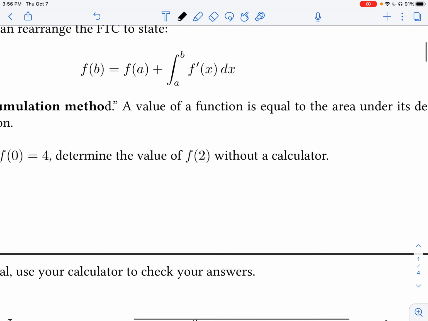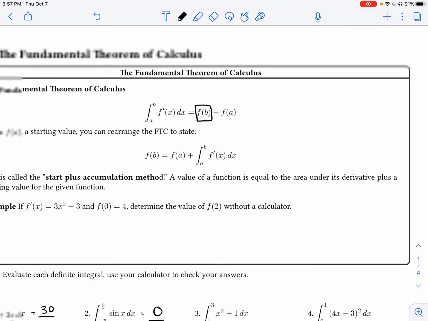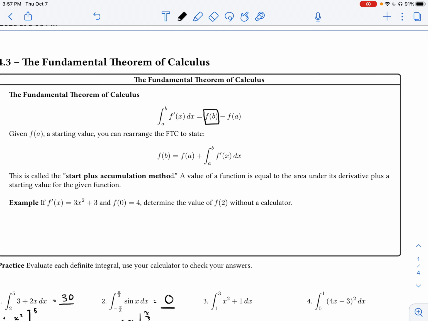Now, if we go back to our fundamental theorem of calculus, we can say the following. We know that the antiderivative of a derivative is this function f evaluated at the upper bound minus the function evaluated at the lower bound. Now, if I simply isolate f of b, that is to say, move this negative f of a over to the other side, we can rewrite f of b as equal to f of a plus this definite integral of this function. And this is often known as the start plus accumulation method, and it's a way of finding the value of a function by finding the integral of some derivative plus that starting function's value.